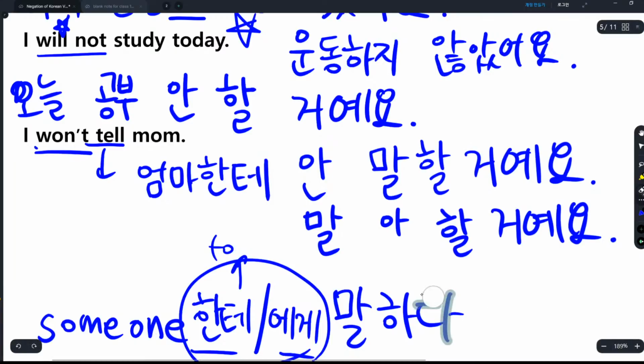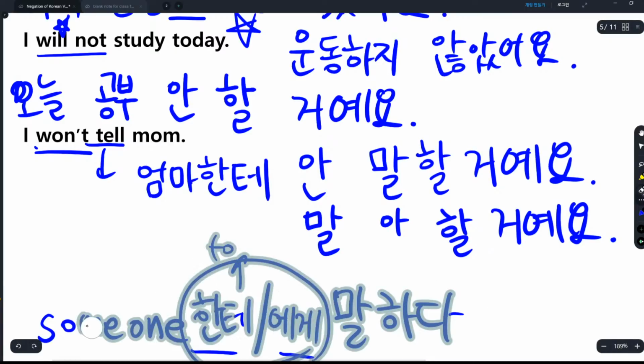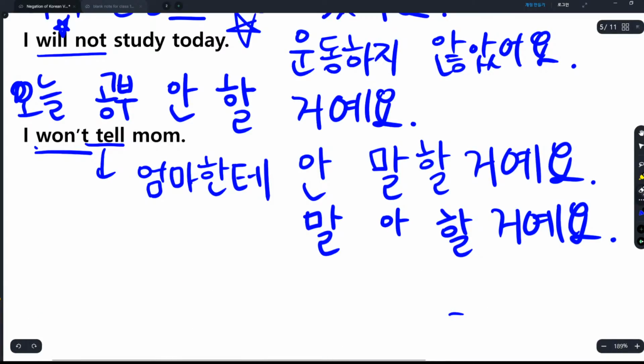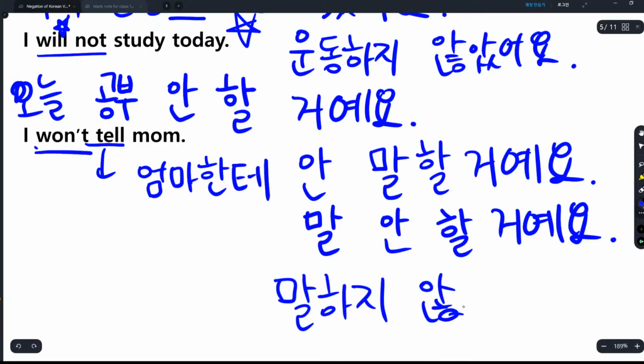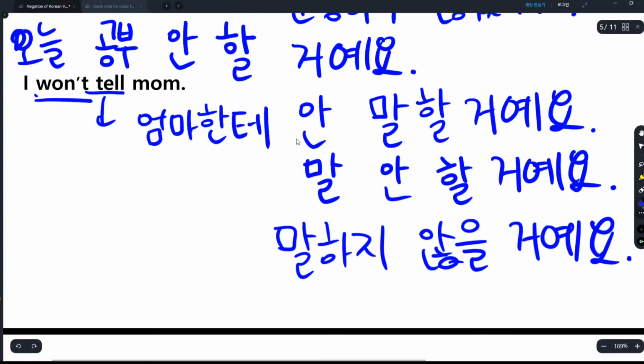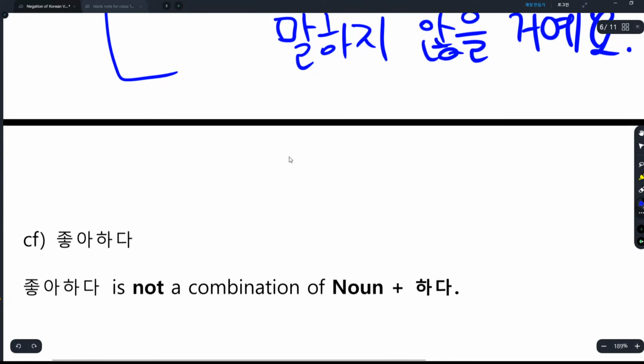Or if you want to use the 지 않다 form, you can say 말하지 않다. You can conjugate it in the future tense, in which case it would be 안 할 거예요. 엄마한테 말하지 않을 거예요. So these are three possible ways you can translate "I won't tell mom" in Korean.